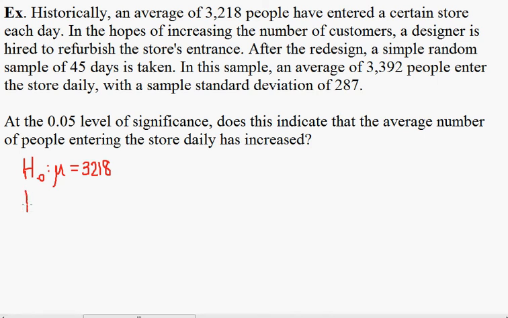The alternate hypothesis in this problem will be that the average has really increased, that mu is greater than 3,218. I've got a very nice storefront entrance, and so I think that because of that, that has caused an increase. So notice that mu is greater than 3,218. The other possible option would be not equal to in this problem. I do not choose that option because I think that the storefront redesign worked, and so if there's a change, I think that there's an increase.